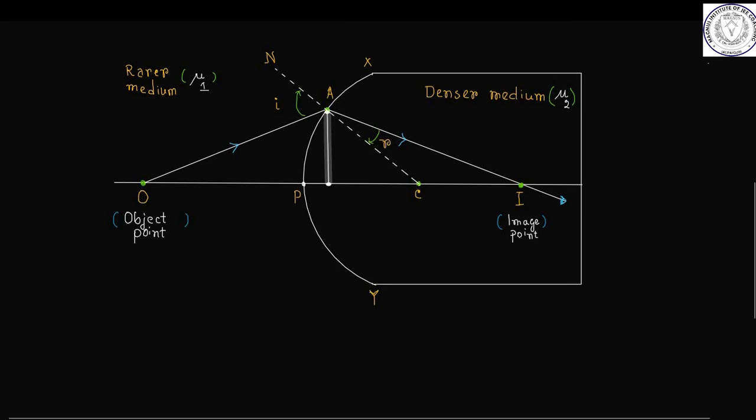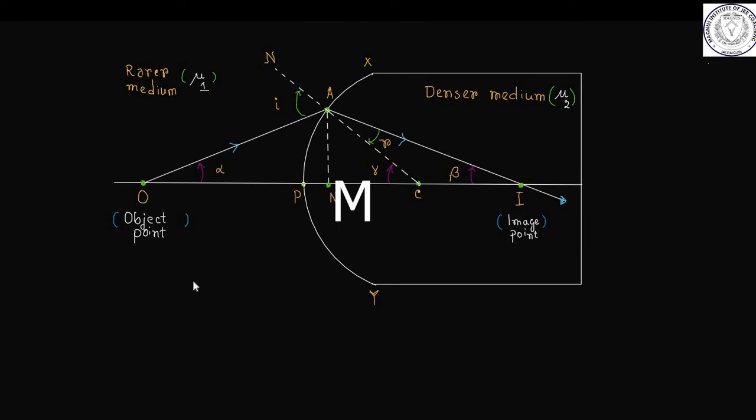Angle of refraction. We can draw a normal from the point of incidence A on the principal axis. That means AM is the normal drawn from the point of incidence A on the principal axis OI, and alpha is the angle subtended by the incident ray OA with the principal axis, and we can denote the angle beta which is subtended by the refracted ray with the principal axis, and also we can denote the angle subtended by the normal N'C or AC with the principal axis, that is gamma. P is the pole of the convex refracting surface.